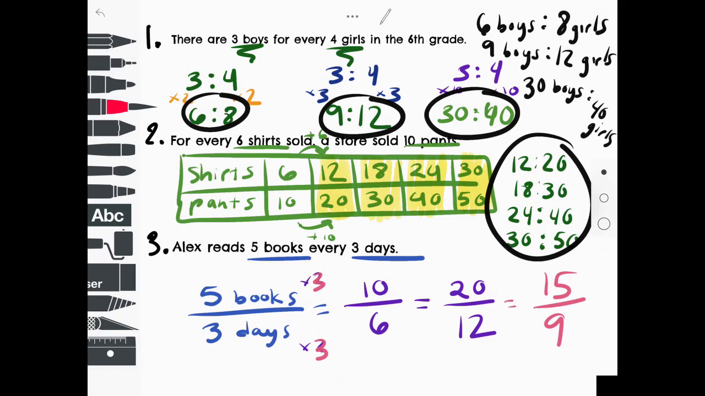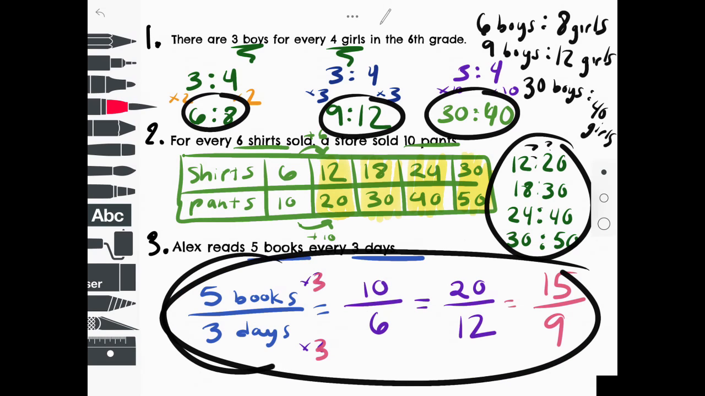They're not just numbers. Ratios represent something. What does the 12 stand for? What does the 20 stand for? You need to include your labels like I did here for the 5 books over 3 days. So in your classwork today, make sure you include your labels. Otherwise, you will not receive full points. We need to make sure we are communicating what those numbers represent.